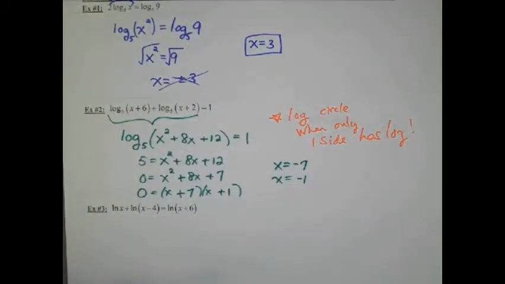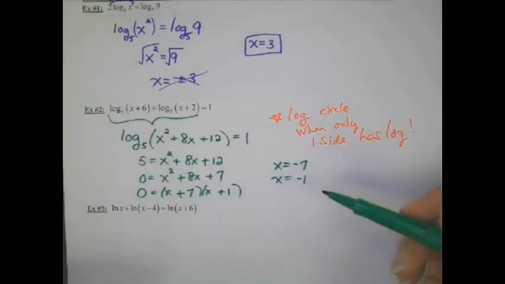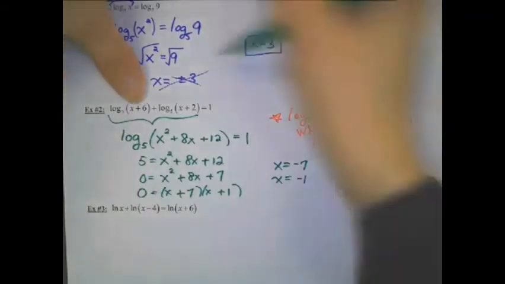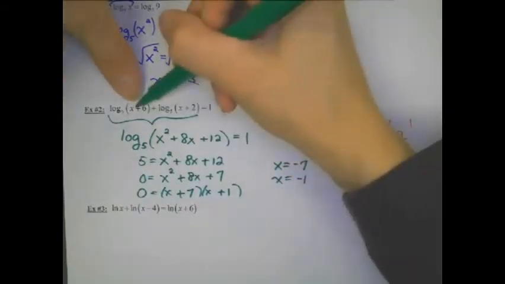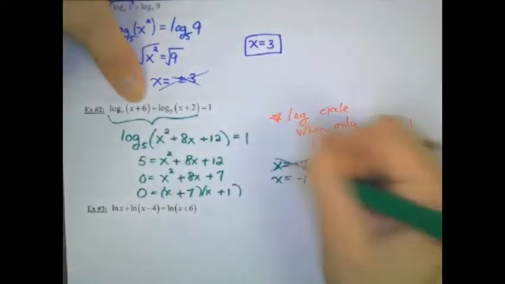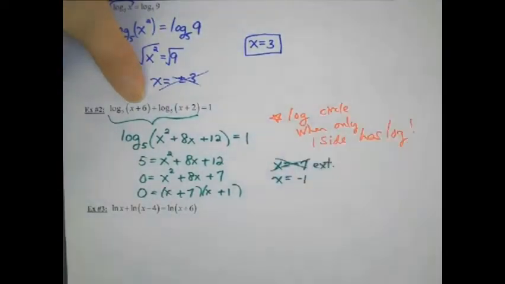Are both of those going to work? Wait, just because they're negative, don't just cross them off. We have to put them into the original problem. Is negative 7 going to work here? Well, that's going to make a negative of. Okay, that one is extraneous. I'll just cross it off and write extraneous.